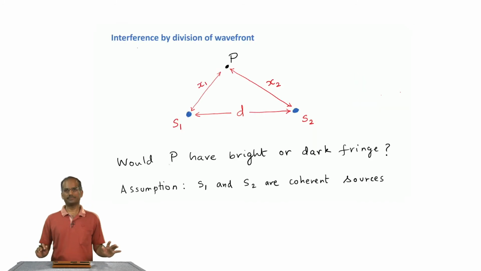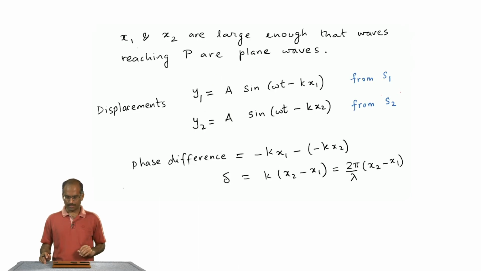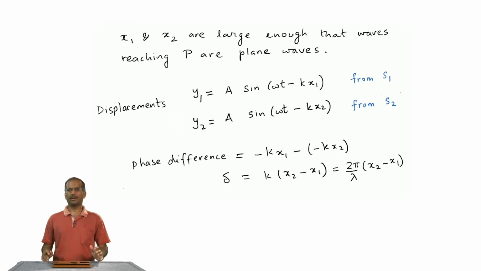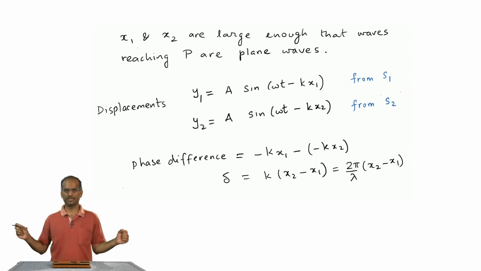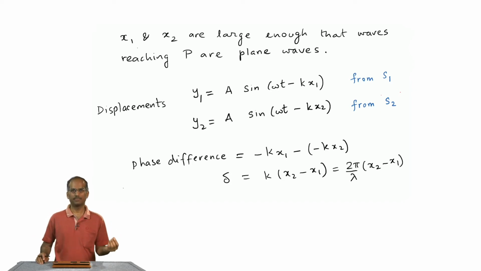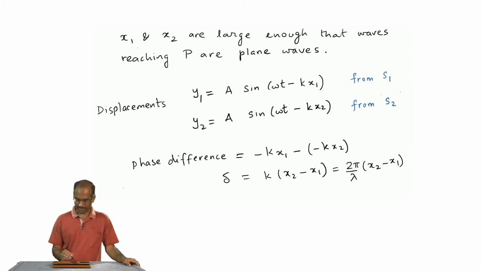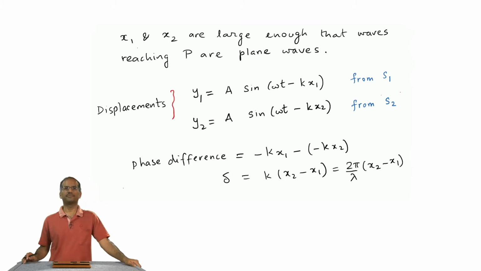And another assumption that I need to make to make the analysis easier is that these distances x1 and x2 that I have defined here are sufficiently large, in the sense that the point P is sufficiently far from these two sources S1 and S2, so that when the wave fronts reach point P, you can assume that they are nearly plane waves.